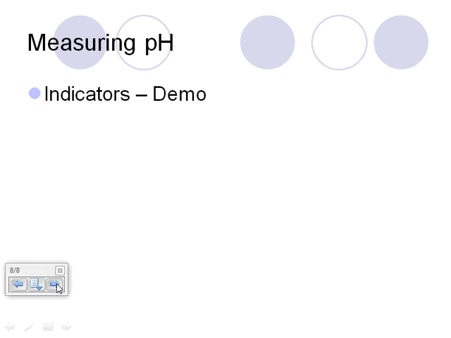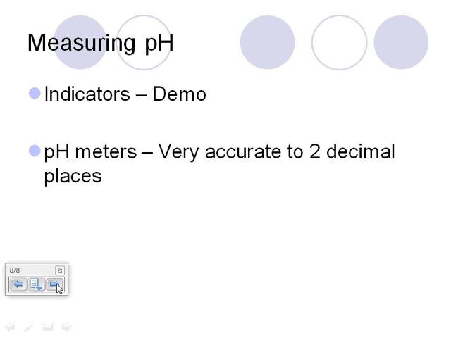Measuring pH, we can use indicators. I'll have a demo of this when we do our titration labs. Show you what indicators are, how they work. There's also pH meters. pH meters tell you accurately what the pH is, down to 2 decimal places. They're used quite a bit in industry to determine what the pH is.